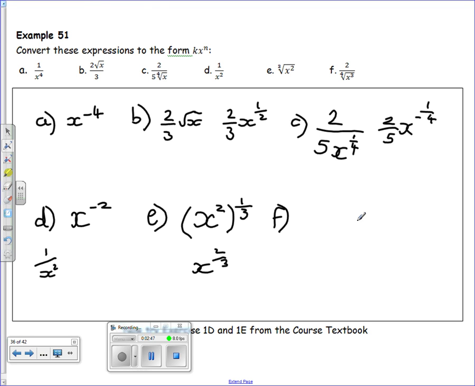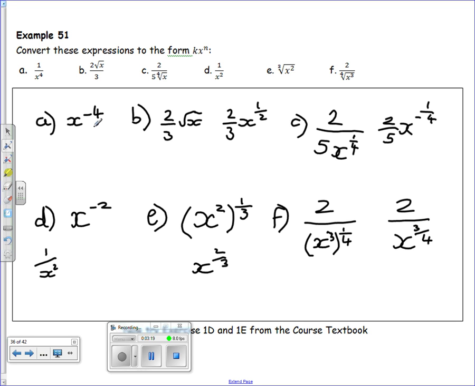Part F, 2 over the 4th root of x cubed. Remember, the 4th root can be written as power 1/4. So we've got 2 divided by x cubed times all to the power 1/4. When we've got brackets, we multiply. So we've got 3 times 1/4, which is 3/4.